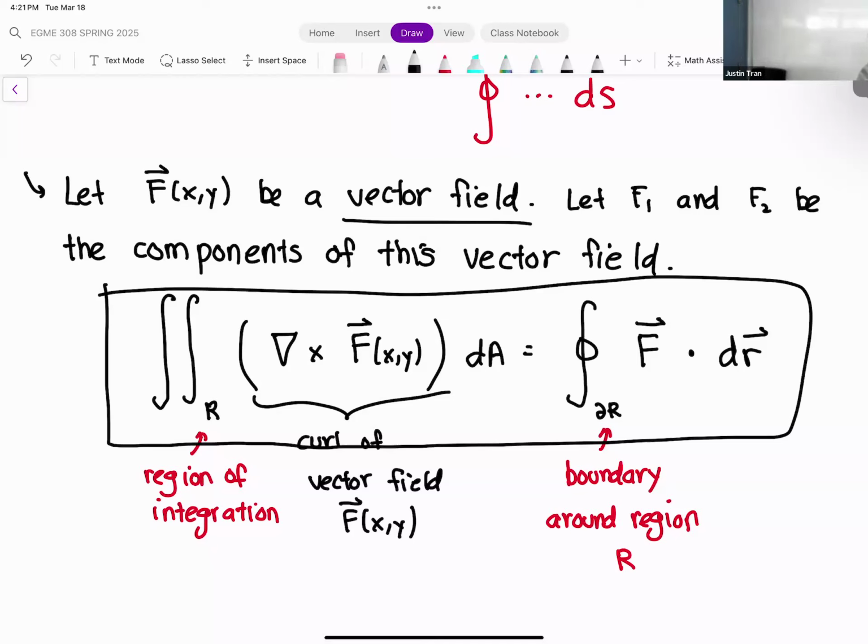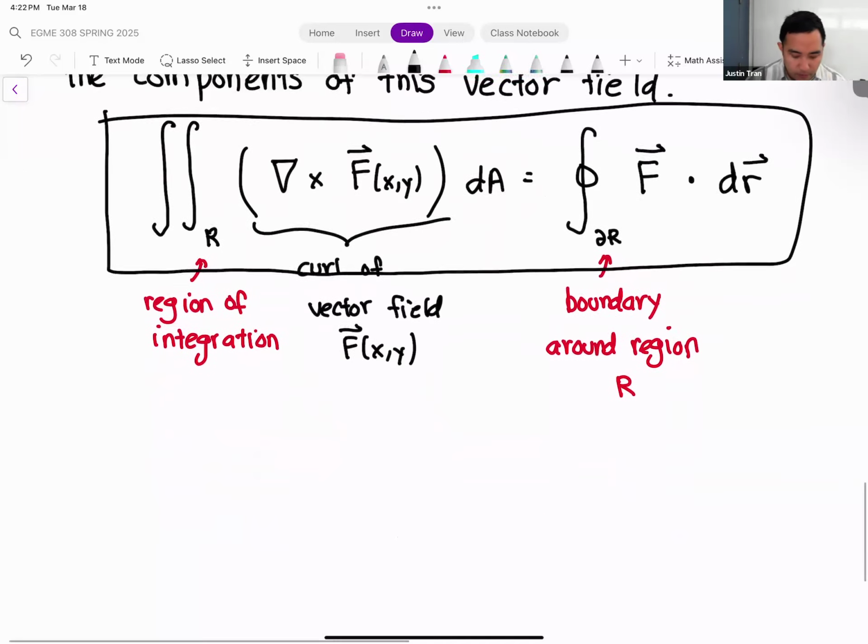Green's theorem is a connection between the double integral of the curl of a vector field and the line integral of that same vector field around the boundary of that region. Okay, so that's the clean version of Green's theorem. This is the one that's normally presented because it looks clean. But it's not that useful for plugging into formulas. So let me actually give you that form here.